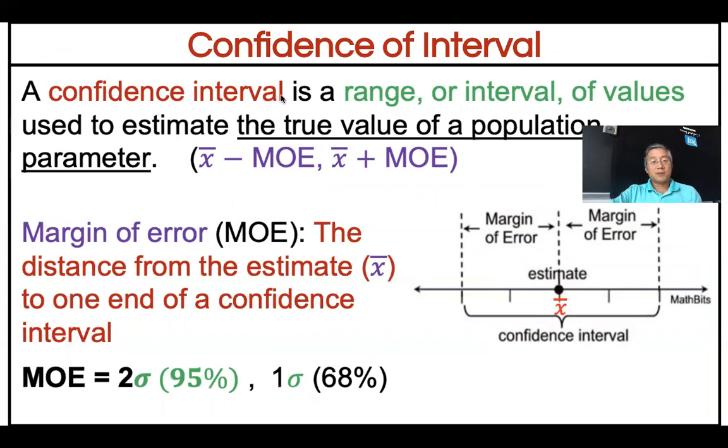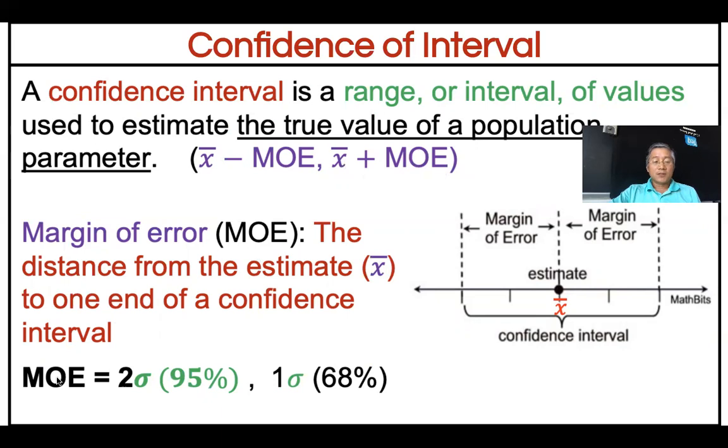The confidence interval is a range or interval of values used to estimate the true value of a population parameter. So, x bar is the sample mean, plus or minus the margin of error, which is how many standard deviations. So the distance from the estimate, x bar, the sample mean, to one end of a confidence interval, that's the margin of error.